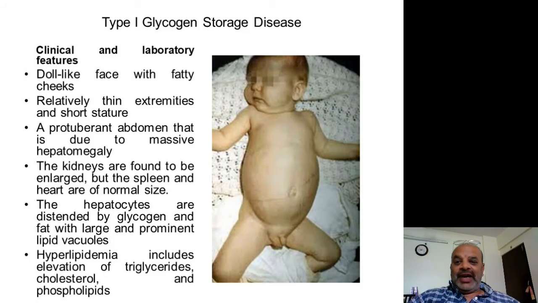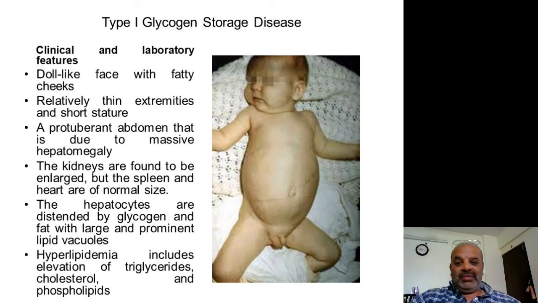If you look at the clinical and laboratory features, there are a few distinct features that you see when you are looking at glucose 6 phosphatase deficiency. That is, you will have doll-like face with fatty cheeks, relatively thin extremities as well as short stature. You will also see a very unique thing here, and that is the protrusion of abdomen, and that is due to massive hepatomegaly. Kidneys are also found to be enlarged, but spleen and heart, they remain normal.